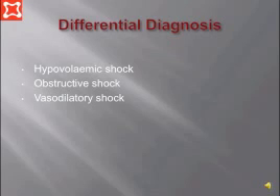When considering differential diagnosis for cardiogenic shock, think of the 4 broad categories of shock that we reviewed earlier, namely hypovolemic, obstructive and vasodilatory shock. You may need to investigate and exclude these causes if it's not clear that cardiogenic shock is the reason that your patient is shocked.